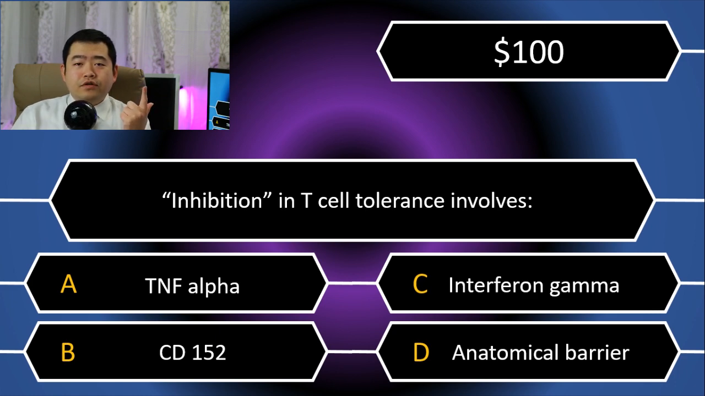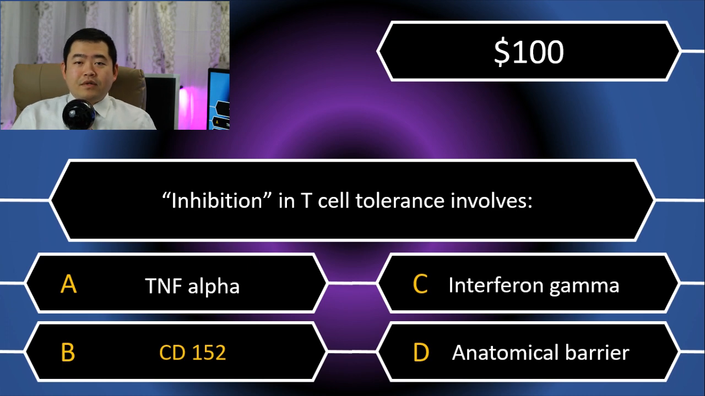1, 2, 3, 4, 5. Do you have a final answer? I think you do. Participate. Put a click there, and the final answer is B, CD152. It is the soluble CD152 that sneaks in between the B7 co-receptors, basically blocking the initial activation process.